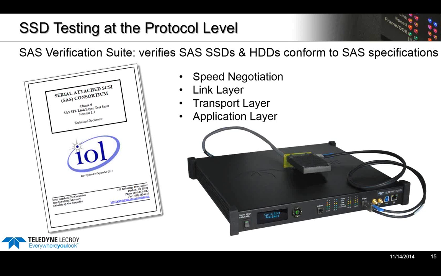The test spec is supported by our Teledyne LeCroy Sierra M124, which has a traffic generator option that can be used for this kind of testing. So it can emulate a real host and transmit specific traffic conditions to a target. The verification suite has been available for 6 gig SAS for some time, and now it's available for 12. The idea is that now you have a framework for testing speed negotiation, link, transport, application layer behaviors, and it's fully automated.